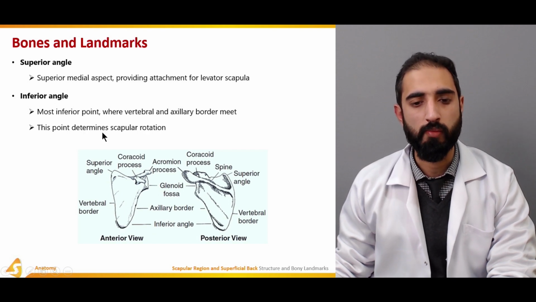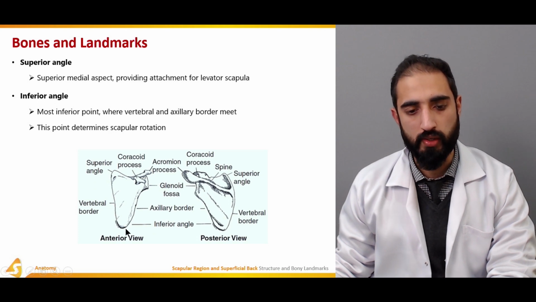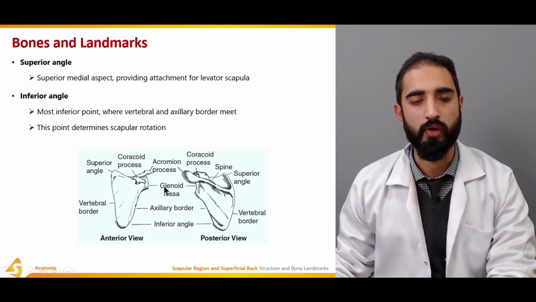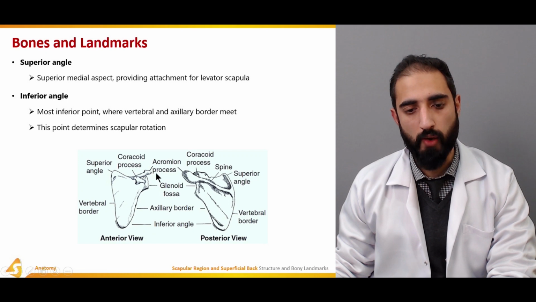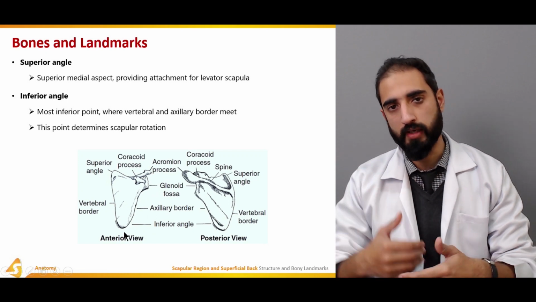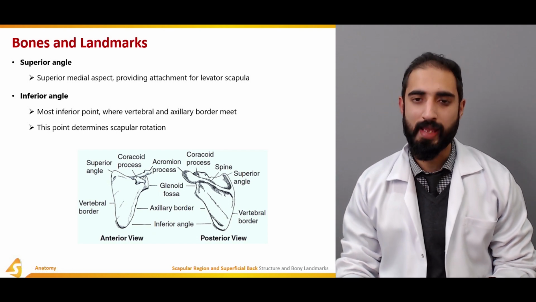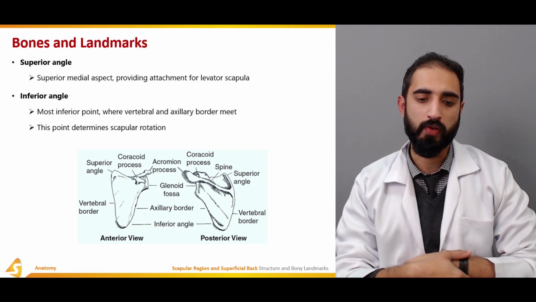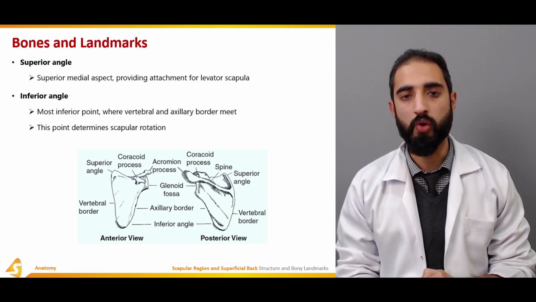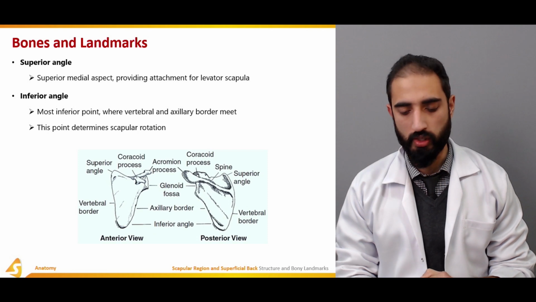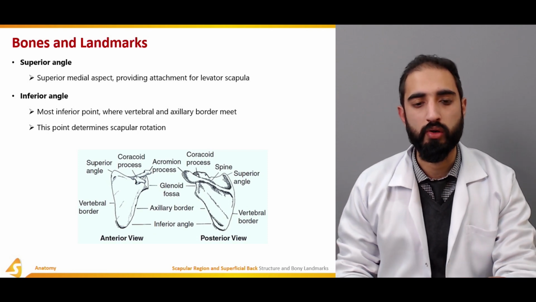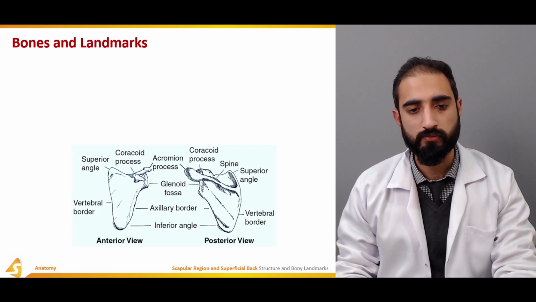This point determines scapular rotation, because if the inferior angle moves upward, this is known as upward rotation. And if the inferior angle comes back to its neutral state, or comes back downwards, then it is known as downward rotation. So it is of remarkable significance because it allows you to know about the orientation or rotation of the scapula in terms of upward or downward rotation.